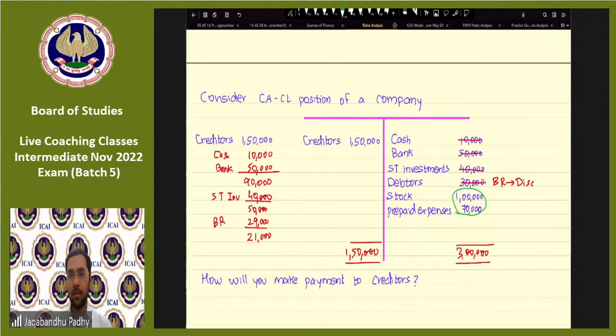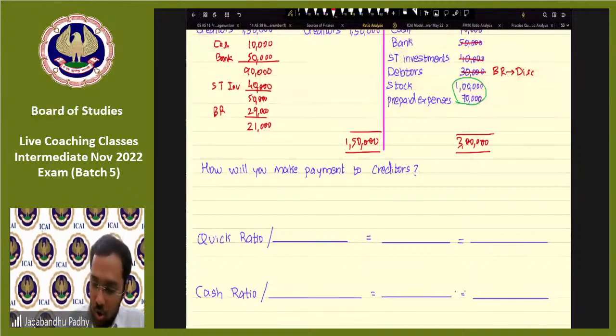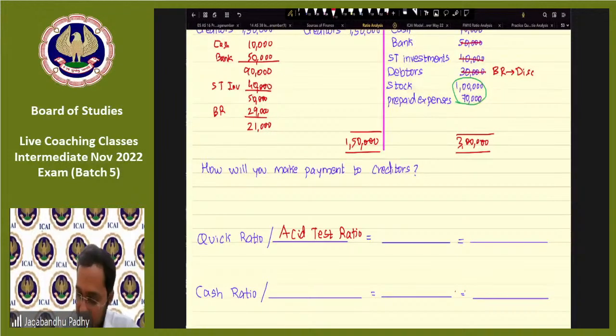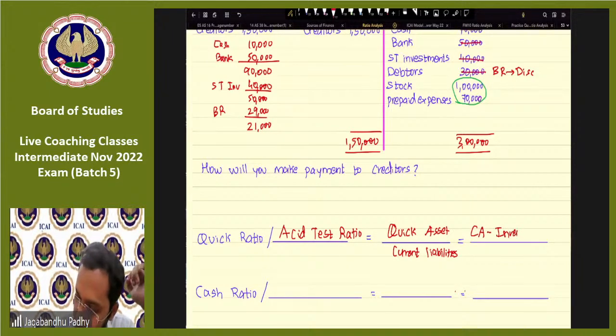That's the wrong thing. So we need to look at another ratio called the quick ratio, or also called the acid test ratio, which is stated as quick assets upon current liabilities. Now, what do you mean by quick asset? Quick asset means current assets minus the inventory minus prepaid expenses, upon current liabilities.